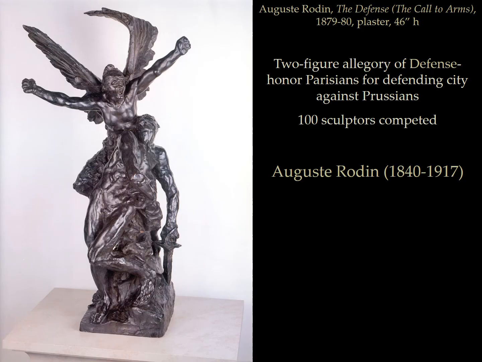One of these early projects commemorating these events would be an allegory of defense that would honor the Parisians for defending the city against the Prussians. There were 100 sculptors that competed for this prize. One of them was the young Auguste Rodin, who would become the most important modernist sculptor at the end of the century. Here we have his The Defense, or Call to Arms, from 1879 to 80.